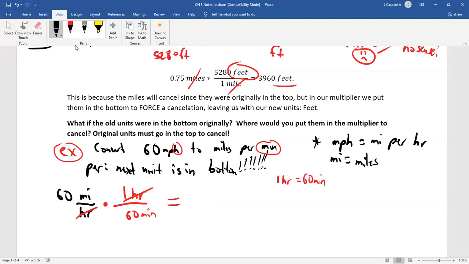This 60 on the left is on a top. This 60 is on a bottom. So we're dividing, and 60 divided by 60 is 1. They just cancel. So we get 1. Now, the minutes are not the only unit left over. The miles are also there, and some units are in top, some units are in bottom, so you've got to be very careful here. The miles are in a top, so they go in a top. The minutes are in a bottom, so they go in a bottom. So that says 60 miles per hour is equivalent to 1 mile per minute.